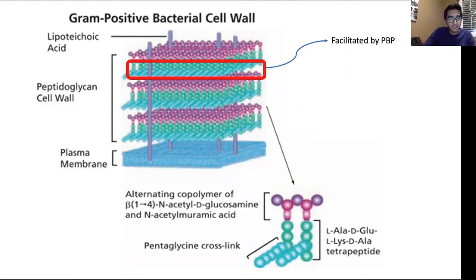So if we take a microscopic view into the bacterial cell wall, specifically gram-positive bacteria, you'll see that there's this region that's outlined in red. And that is a linkage between different layers of the peptidoglycan. And this linkage is facilitated by this really important protein I'm going to be referring to throughout this presentation called PBP, or penicillin binding protein. So penicillin binding protein is responsible for linking multiple layers of peptidoglycan together. It's a cross linkage using different amino acids that allows for the cell wall to be synthesized.